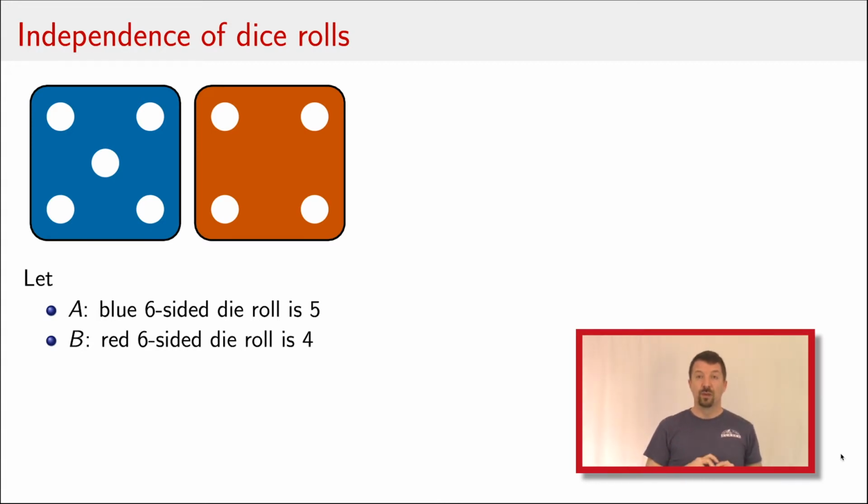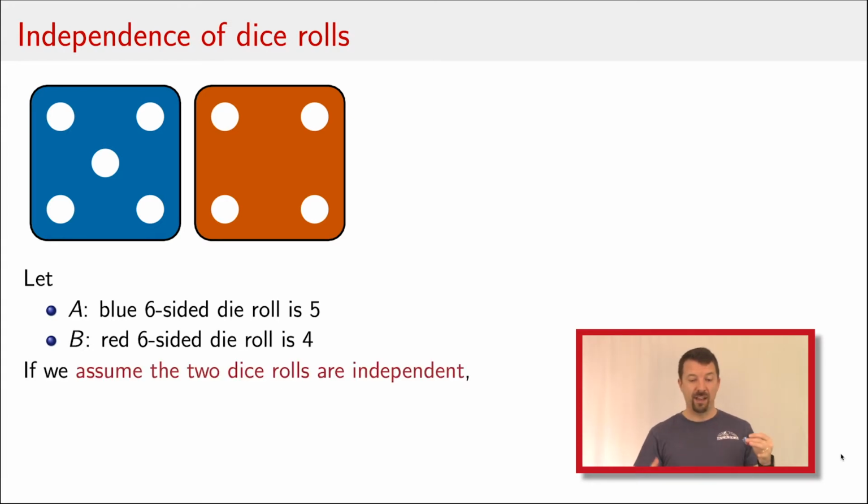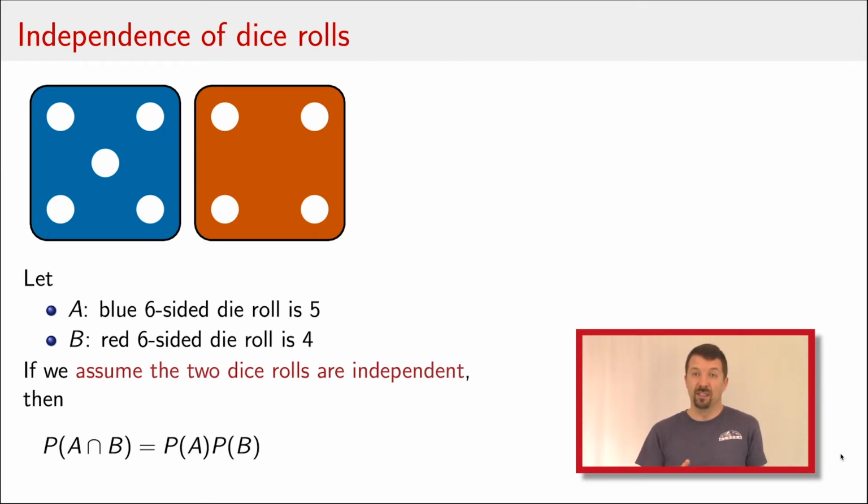Alright, so now the key assumption here that I'm going to make is that the two dice rolls are independent. That is, if I tell you that this blue is a 5, that does not give you any information about whether or not this red die is going to be a 4. And for most of us, that seems like a completely reasonable assumption. Alright, so if we make that assumption, then I say, well, what's the probability of A and B? Well, we can just write that probability as the product of the two individual probabilities. Since there are 6 sides on this die, each probability is 1/6. So we get 1/6 times 1/6, and we get a final answer that's 1/36.